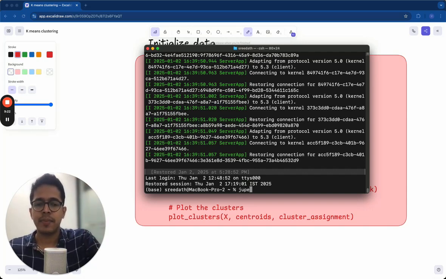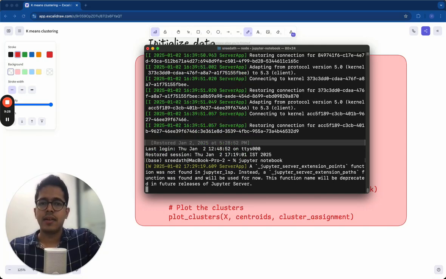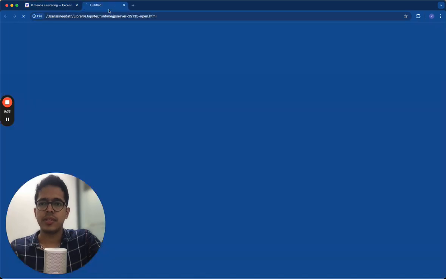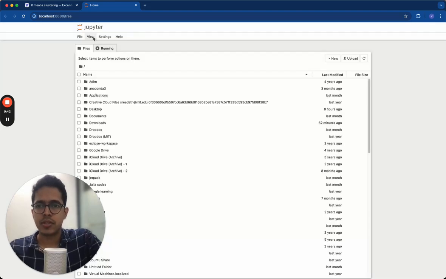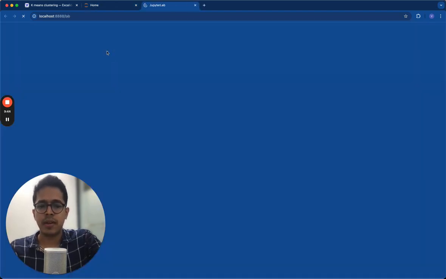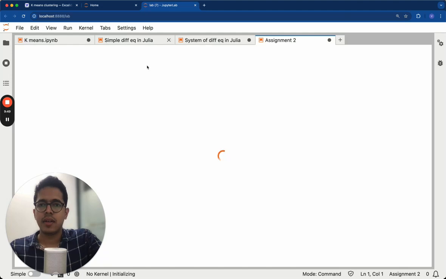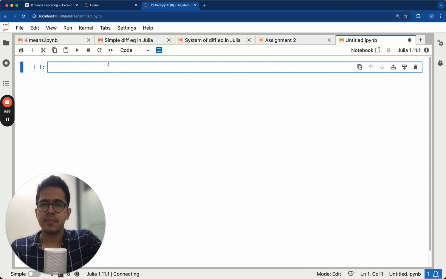And then here I'll type Jupyter notebook to run Julia. After opening, it should open as a localhost here. All right. Now let's open Jupyter Lab once we have the Jupyter. So click View, open Jupyter Lab. I can increase the zoom a little bit. All right. So now we can implement the k-means in this notebook.